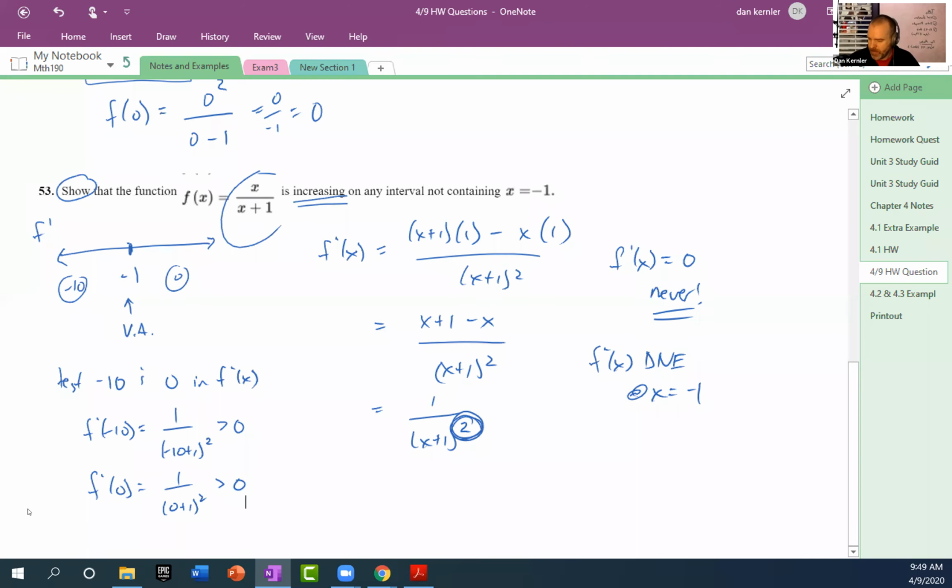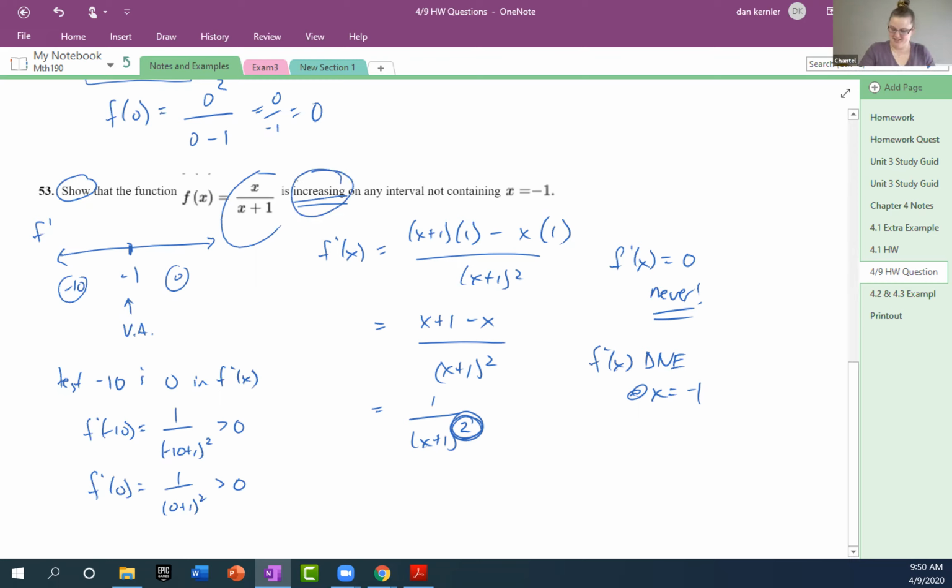Yeah, Albert? You only plug it back into the derivative, not the original function? Correct, because I'm trying to determine is the function increasing or decreasing there, and the derivative is what tells me that. Yeah, I plugged it back into the original function, so all my answers were coming up wrong, and I was trying to figure out what am I doing wrong. So yeah, that helps. Yep.